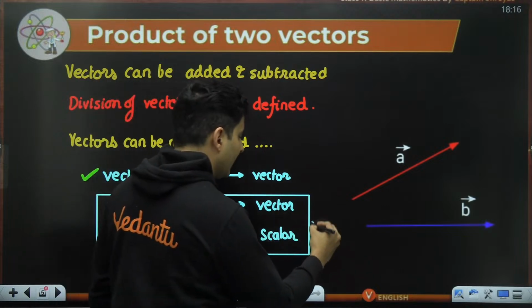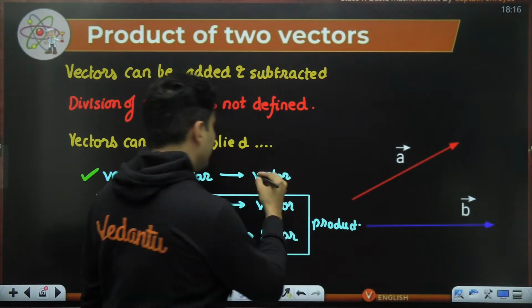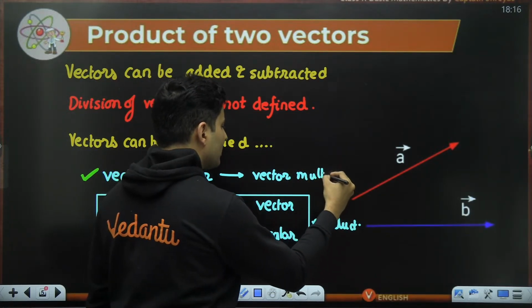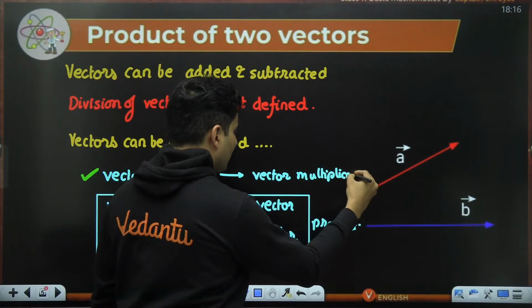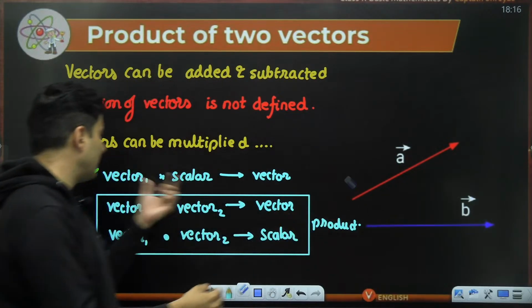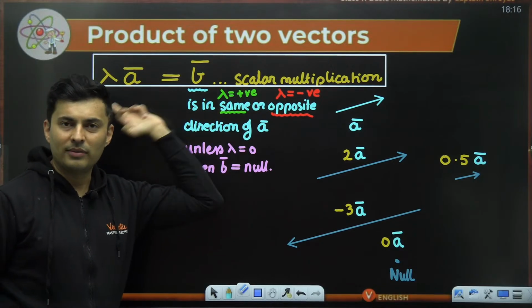These are vector and scalar products, whereas this is called vector multiplication. I know they sound similar. So this one is basically called multiplication of a vector, scalar multiplication, okay, of a vector.